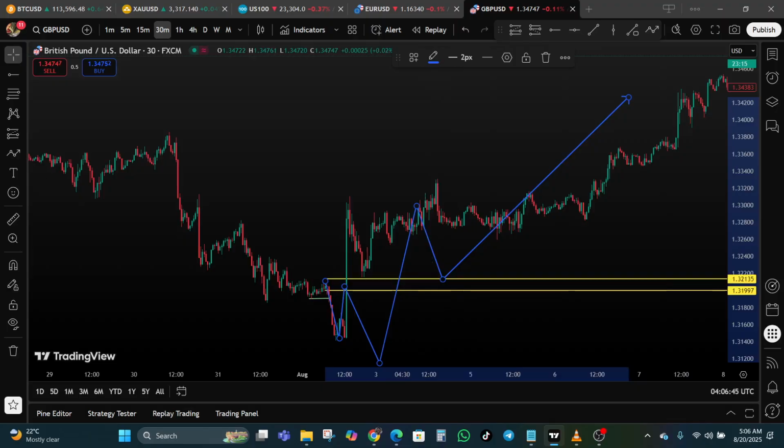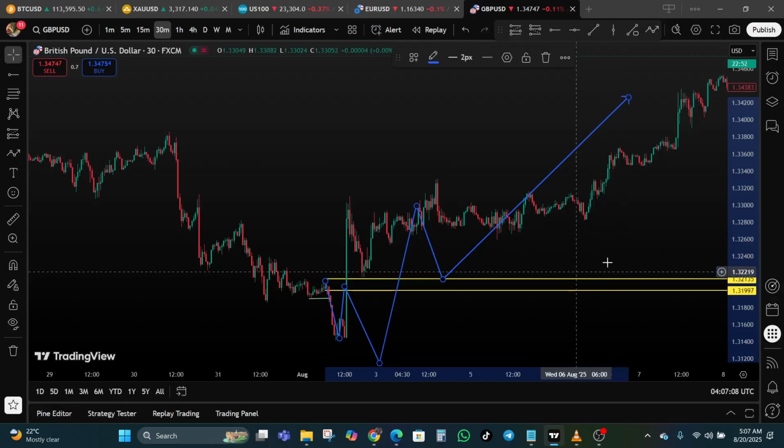One of the most important things to understand is how breaker blocks differ from normal order blocks. While order blocks represent areas where institutions enter the market, breaker blocks represent areas where those original orders failed and flipped. This makes them excellent signals of reversal and market structure shifts.